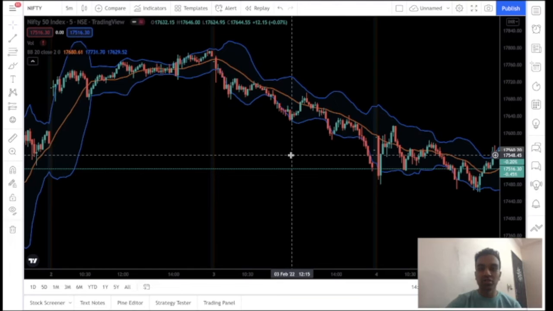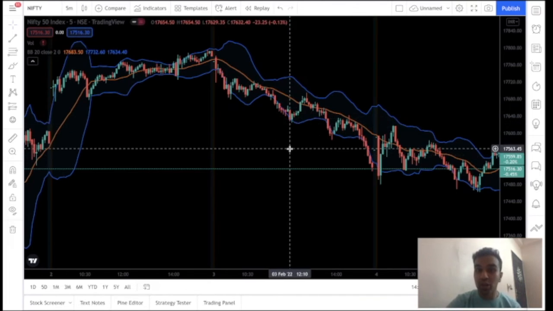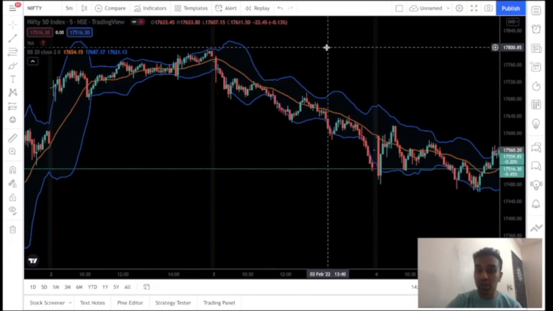That range allows us a good stop loss, it allows us good entry levels, and it also shows us possible targets. One mistake which many people make while trading Bollinger Bands is that just because of what we said, that everything reverts back to the mean, it doesn't mean that if something is close to its lower band, you go long, or if something is close to the upper band, you go short.